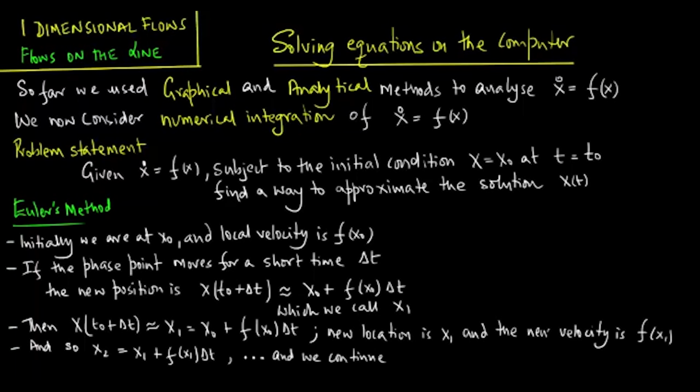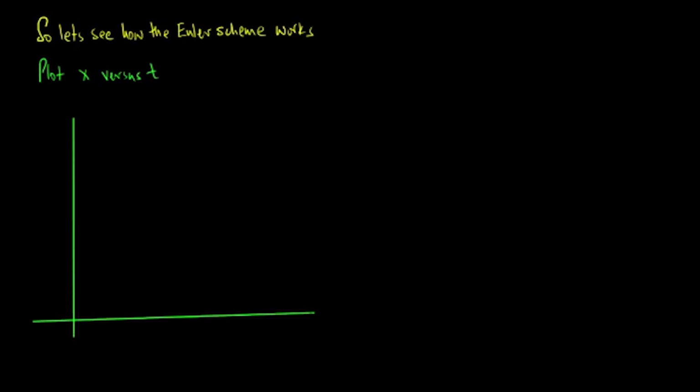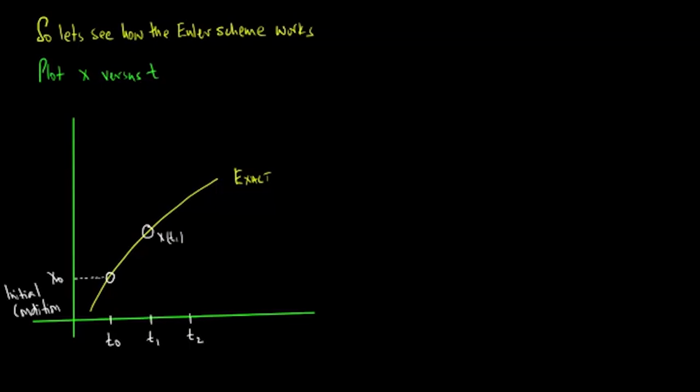And so we continue like this. So the general update rule is then x of n plus 1 is equal to xn plus f of xn times delta t. So let's see how Euler's scheme actually works. Plot x of t versus t. We identify t naught, t1 and t2. That's the exact solution. We identify x naught, which is the initial condition corresponding to t naught. Highlight x of t1 and x of t2.